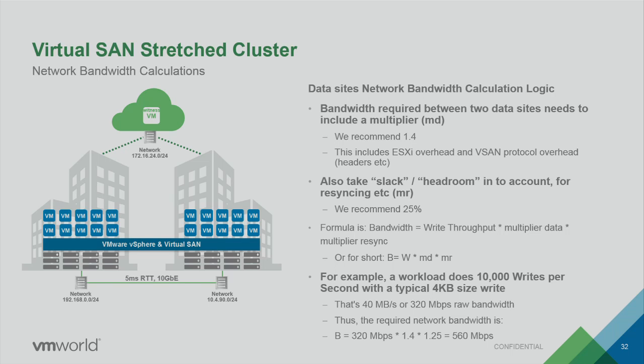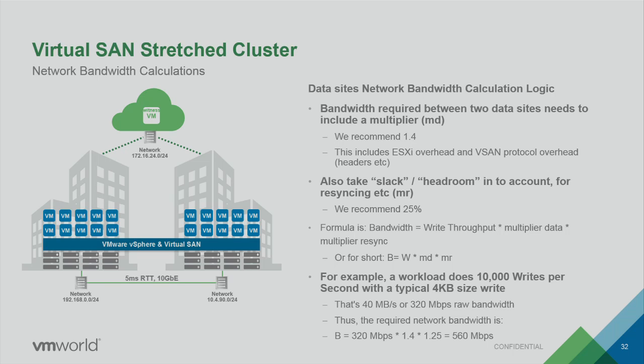We also account for 25% more headroom in there for rebuilds or resyncs, because if a disk or a host fails, we have to go across that link. So the writes times 1.4 times 25% is what gives you how much bandwidth you really need across the site. So there's an example there with 10,000 writes.